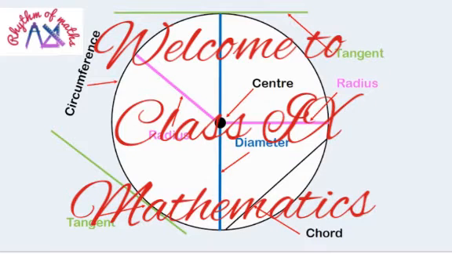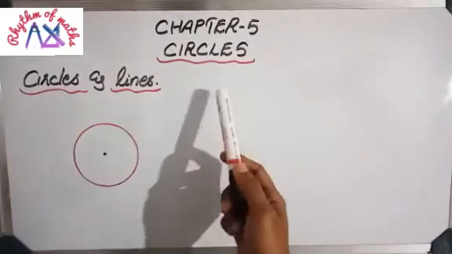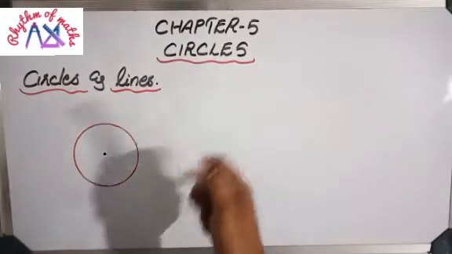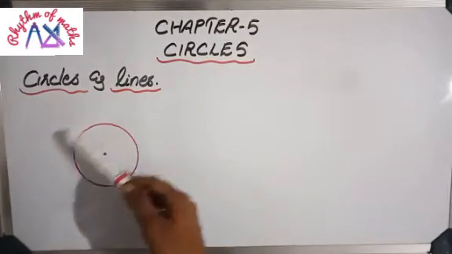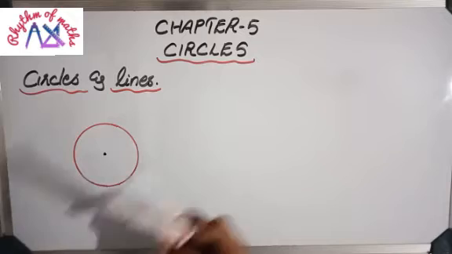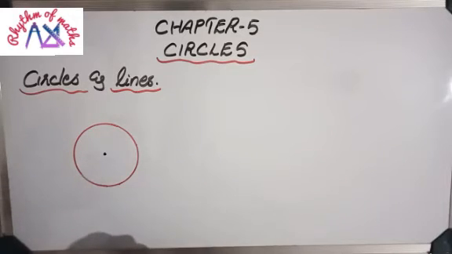In this video, we are going to learn a new chapter. Chapter 5, circles. In 7th standard, you have already learned about circles. Okay, circle means like this. And what all things do you know about circles? In 7th standard, you have learned this.